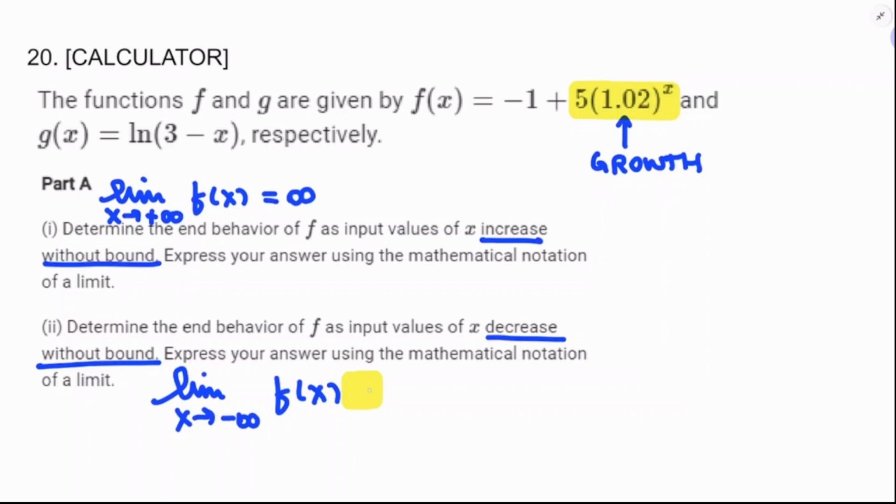So then I'm going to be approaching negative 1 plus 0. And then that's just going to equal -1.